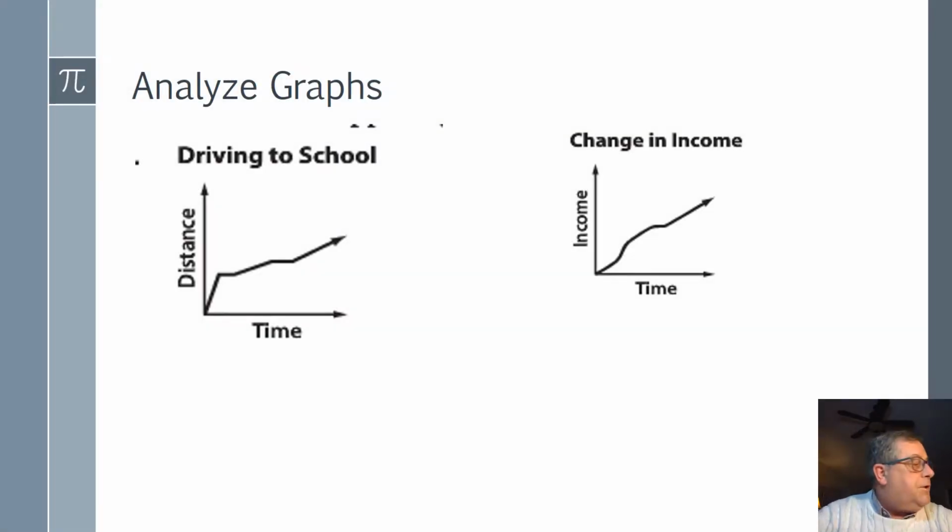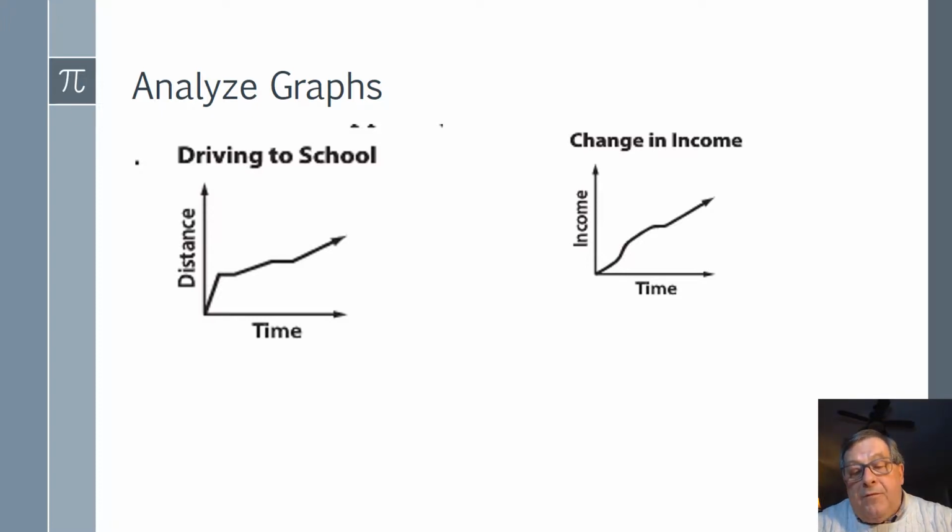Well, here on page 42 in example 3, we're asked to analyze graphs. And basically what we're going to do is just describe what we're seeing in the graph, what it's representing, and maybe a little bit of what it means.